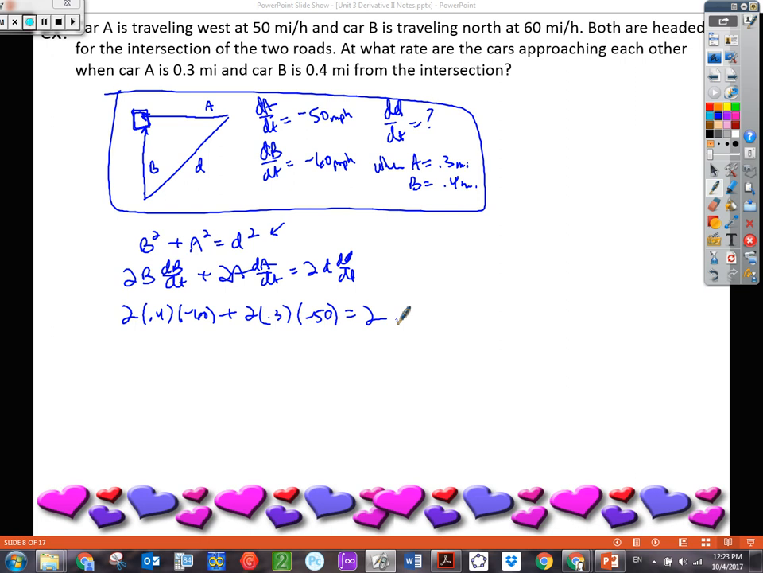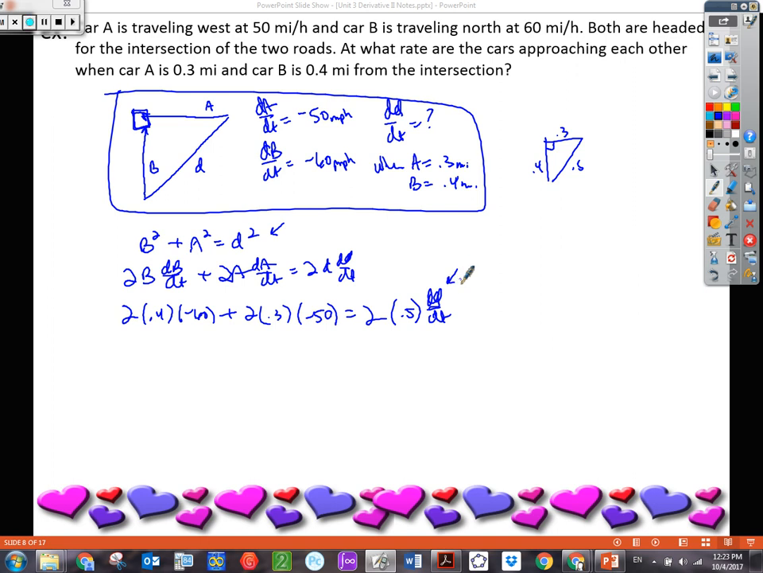We need to go back and look at the information and see if we can find it. We can, because we're talking about this instant in time. So I'm just going to recreate that instant in time. That's at 0.3, that's at 0.4. Looks like a 3, 4, 5 right triangle to me, so this would be 0.5. Great, that wasn't too bad. We went back and searched for the number that we're missing, and we found it. So I have everything except the thing that I'm looking for.